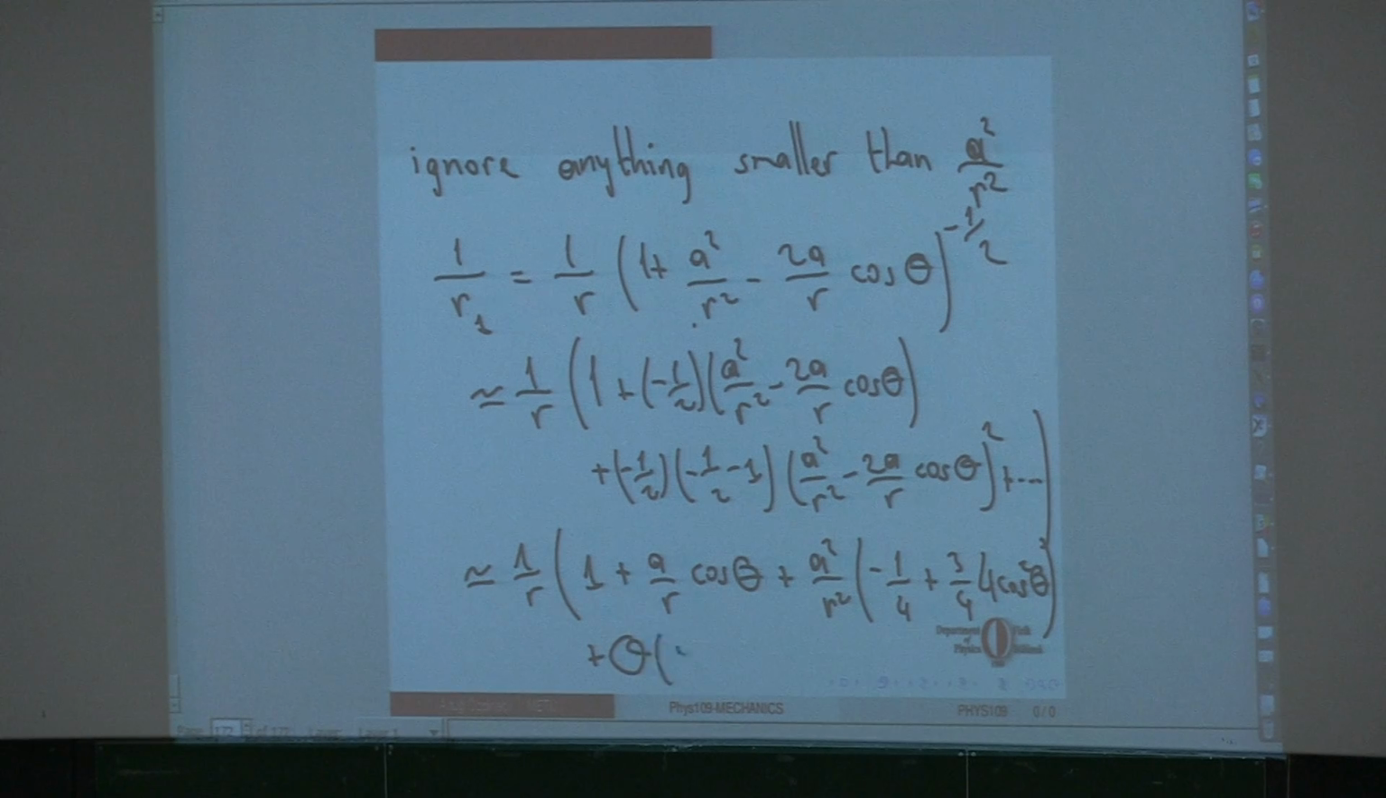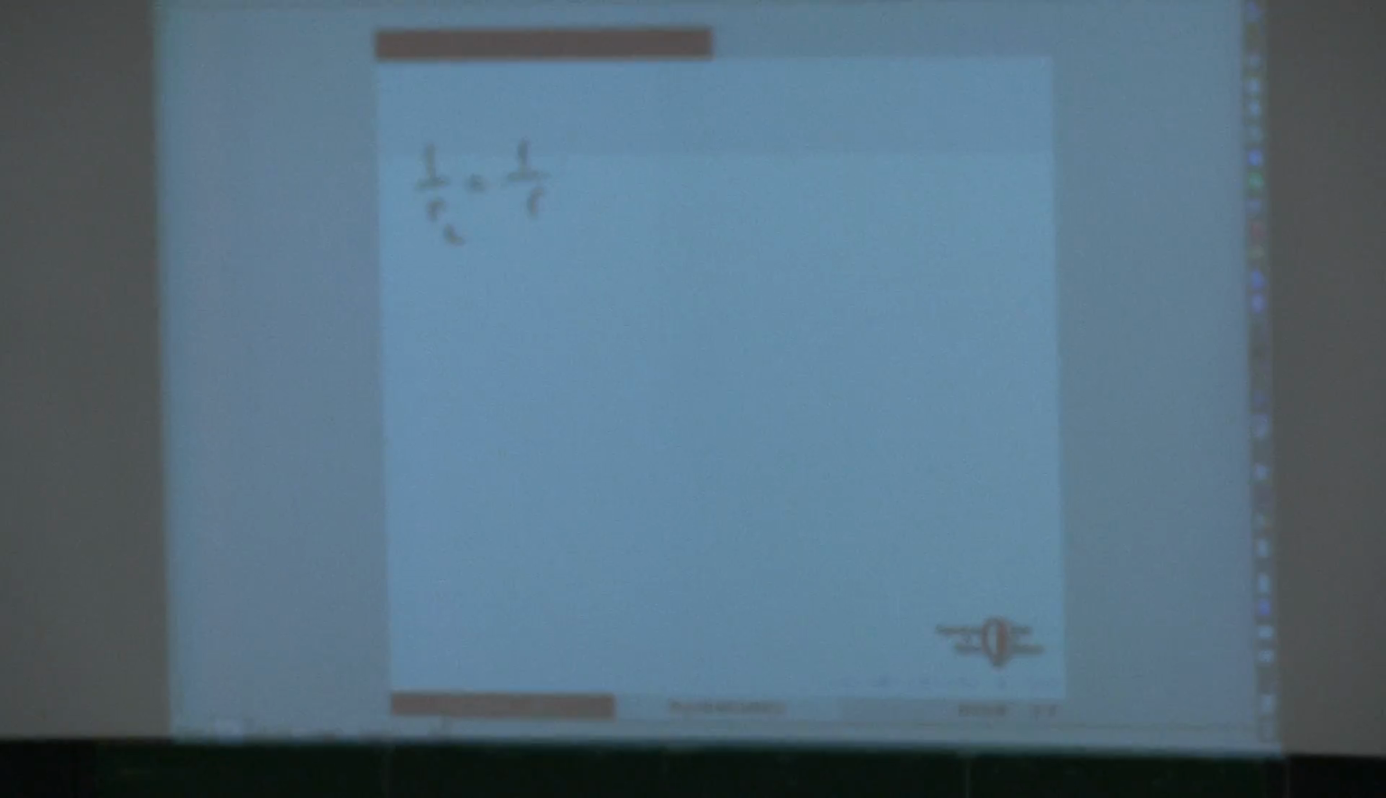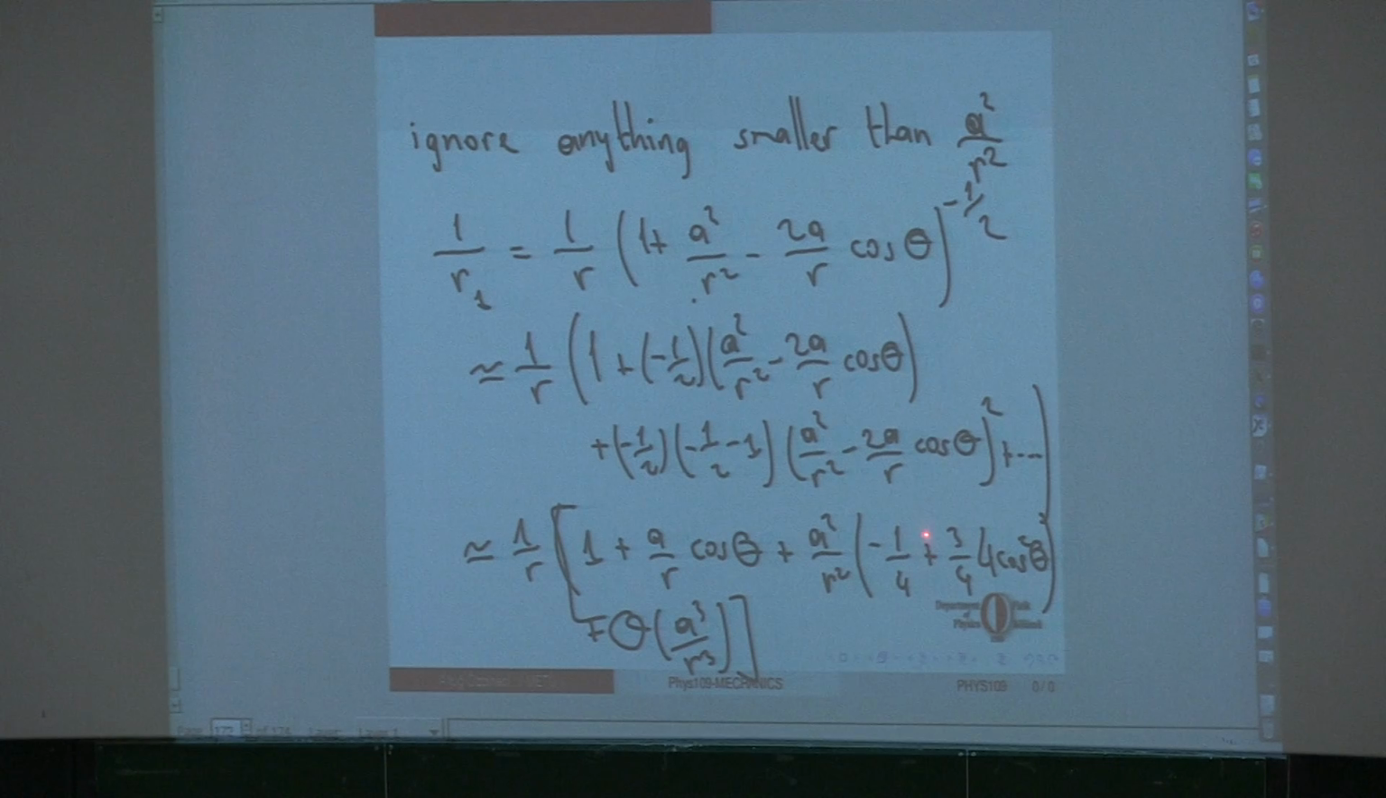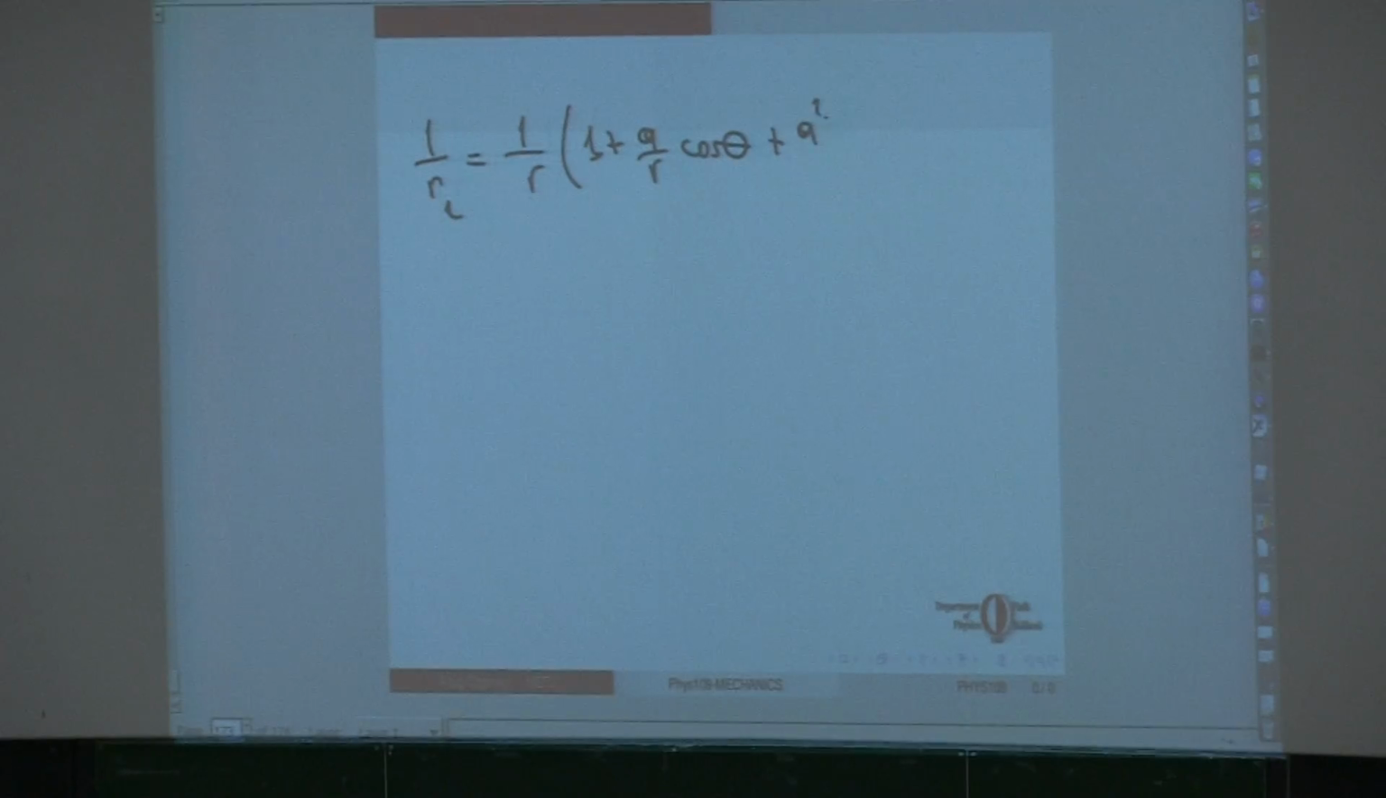Plus terms of the order of a cubed over r cubed. Now, this sign means there I have terms that are proportional to a cubed over r cubed, or they are even smaller. I'm not writing them. I will just throw them away. So what we have is 1 over r1, this is equal to 1 over r times 1 plus a over r cosine theta, and then minus 1, now let's say a squared over 4 r squared, or let's even cancel these 4s, a squared over r squared times minus 1 half plus cosine squared theta plus 3 cosine squared theta.